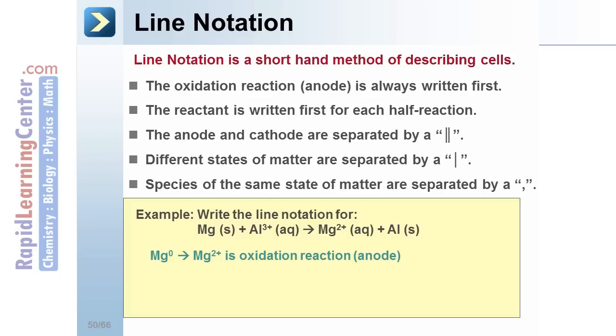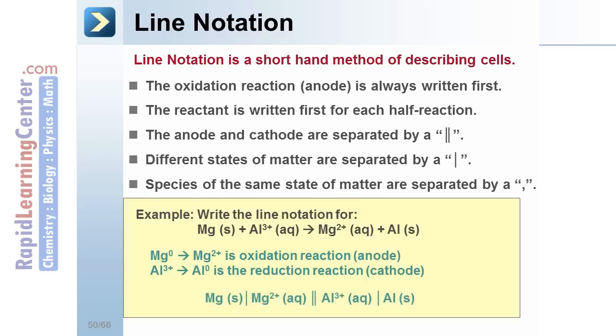Magnesium is the oxidation reaction, going from 0 to +2. Aluminum is the reduction reaction, from +3 to 0. The oxidation reaction, the anode, is written first. Its reactant is written first. Mg solid, vertical line to separate the states of matter, Mg +2 aqueous. Double vertical line to separate the anode from the cathode, aluminum +3 aqueous. Vertical line to separate states of matter, aluminum solid.